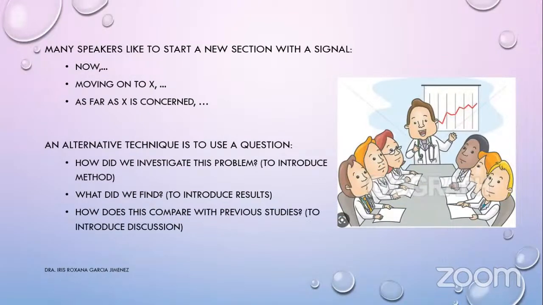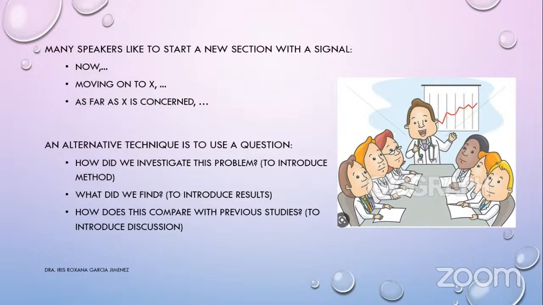Some other ways to start a new section with a signal or with a specific expression could be: now, and then continue. Moving on to X, moving on to the next objective, for example, or as far as the treatment is concerned. So we have the chance, right? We have opportunities to give a specific expression showing that we are going to change the way of talking without losing the previous point.